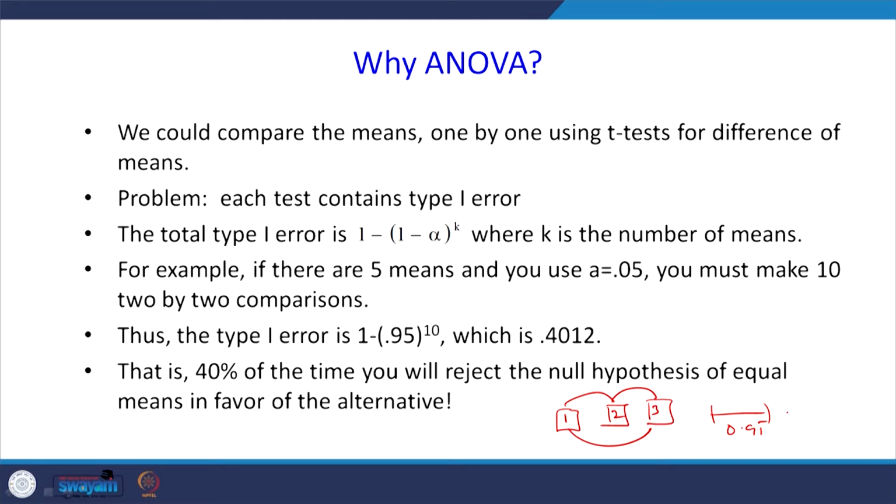If you are making 10 comparisons, the overall confidence level is 0.95 power 10. So 1 minus the confidence level is nothing but our error. 0.95 power 10, if you subtract it from 1, that is nothing but your error. The error is 40%. That is, 40% of the time you will reject the null hypothesis of equal means in favor of the alternative. That is why we should not go for the 2 sample t-test. Whenever you want to compare more than 2 populations, you should go for ANOVA.